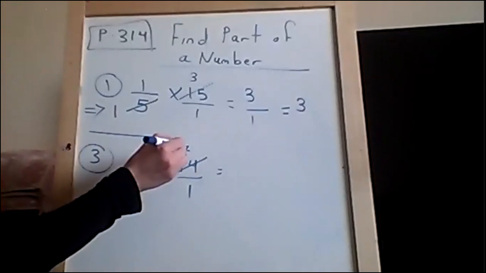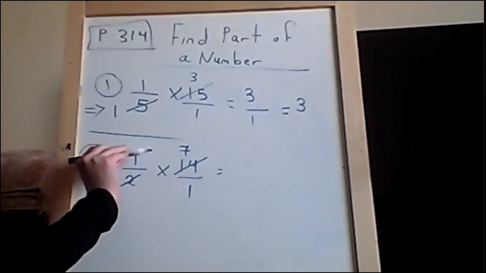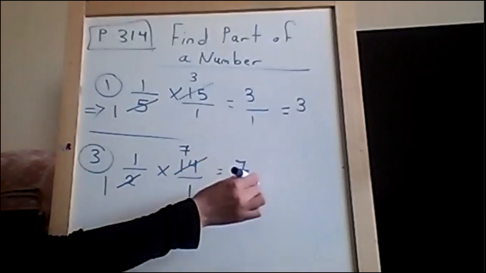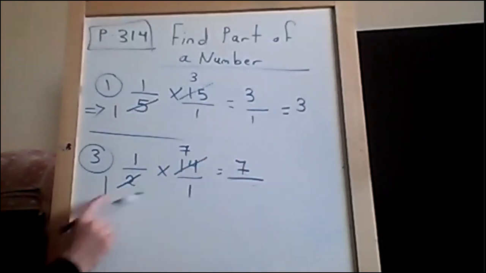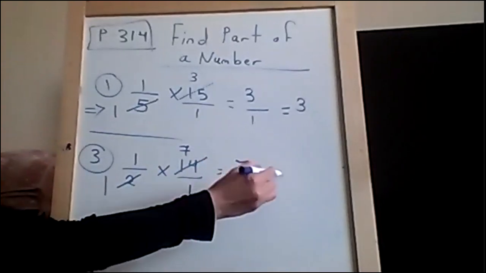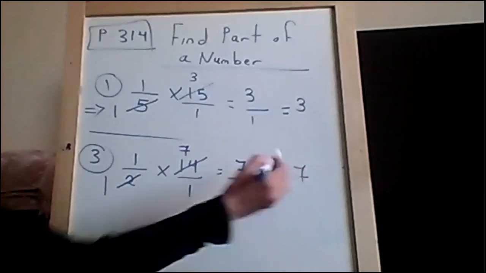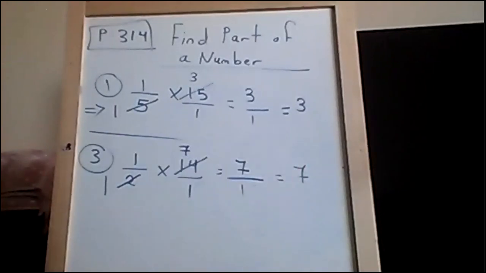Then you have to multiply in a straight line. 1 multiplied by 7, 7. Over 1 multiplied by 1, 1. So 7 divided by 1, the answer will be 7. Okay, girls. So you have to write beside question number 3 the final answer, 7. Now, I will erase question number 1.